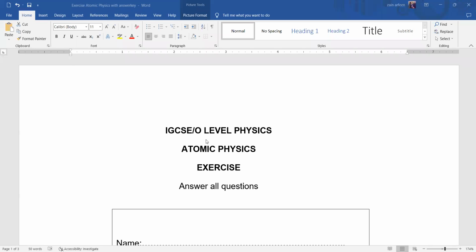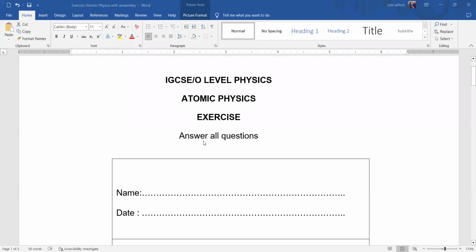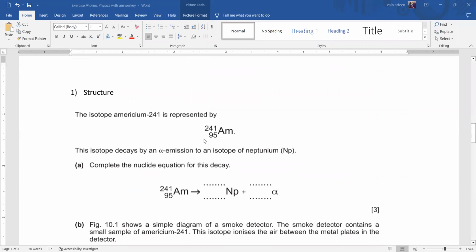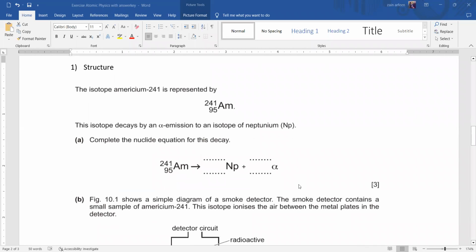The structure question related to atomic physics, usually the last question you will find from atomic physics. So this question is the isotope of americium, which is 241, is represented by the symbol 241, 95, Am. This isotope decays by alpha emission, emitting an alpha particle. Complete the nuclide notation. You can use screen annotation or the chat to complete this nuclide notation.